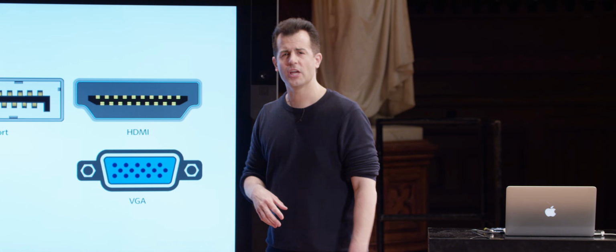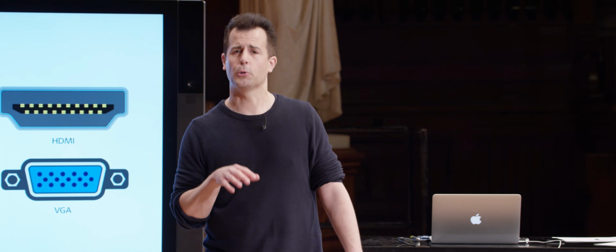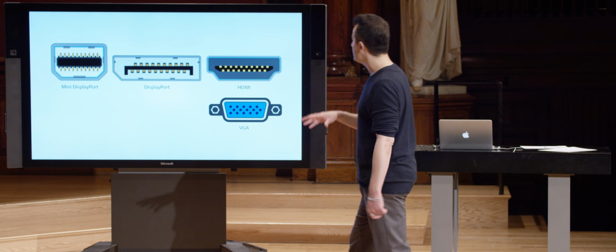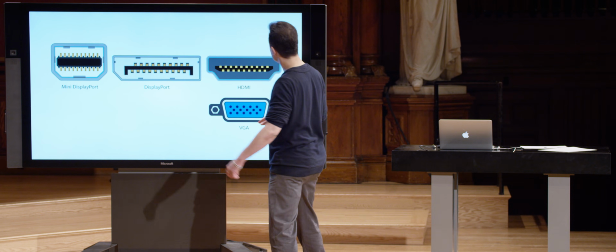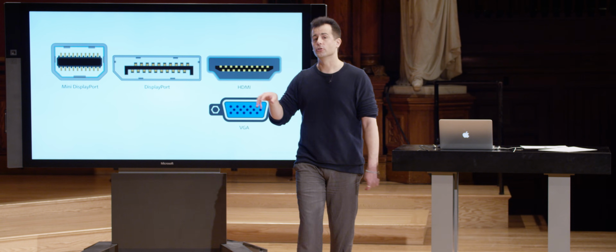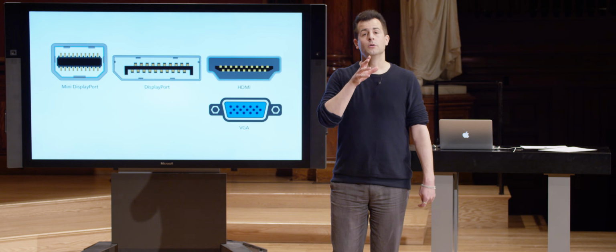And then lastly, VGA, still on the list, even though it's super, super old and not nearly as featureful as these other technologies, but you'll very often find at universities like this and companies that have long had projectors installed in the rooms, this older technology, and so it too is still pretty common.